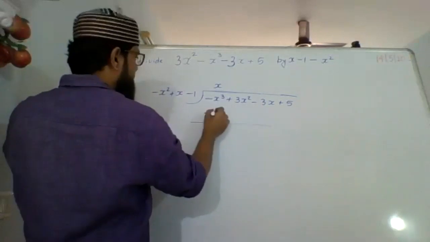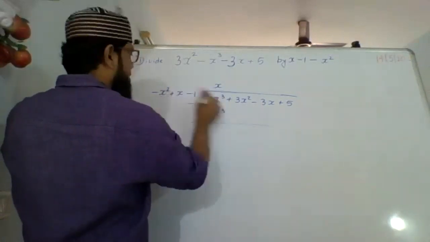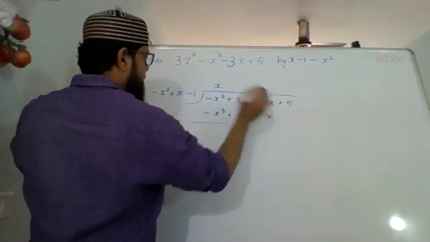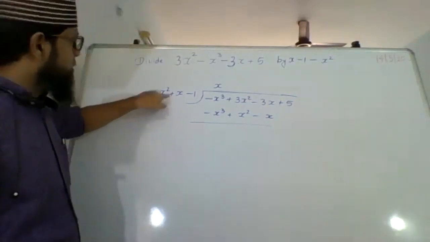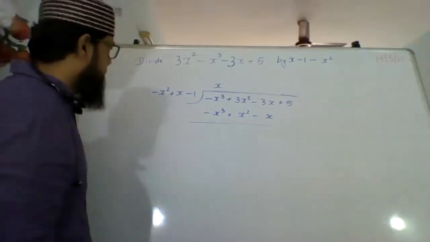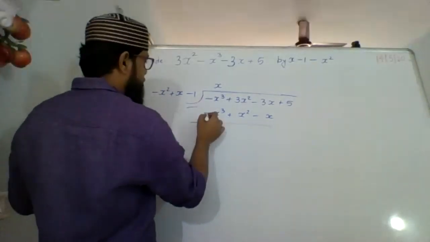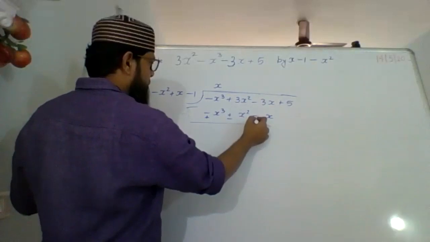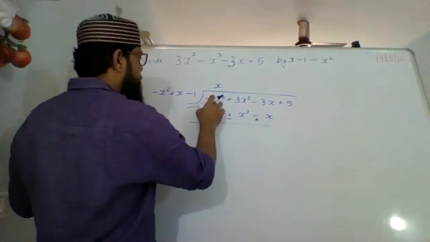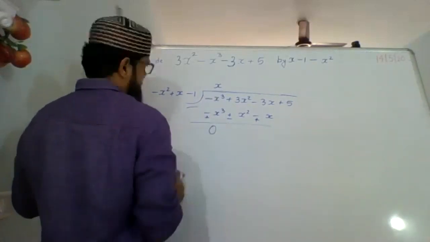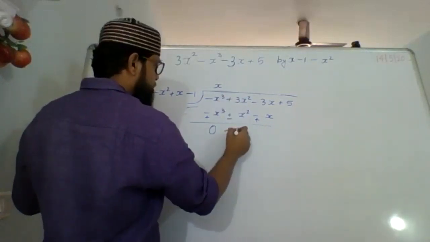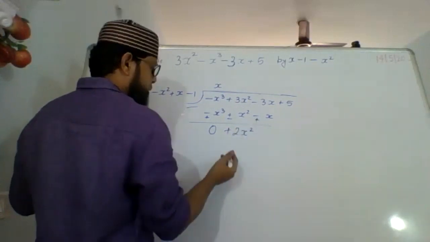x into minus x square is minus x cube, x into x is x square, and x into minus 1 is minus x. So when I multiply, I subtract. This will become plus, this will become minus, this will become plus. Signs will change. Minus x cube minus minus x cube gives 0. Plus 3x square minus x square is plus 2x square.